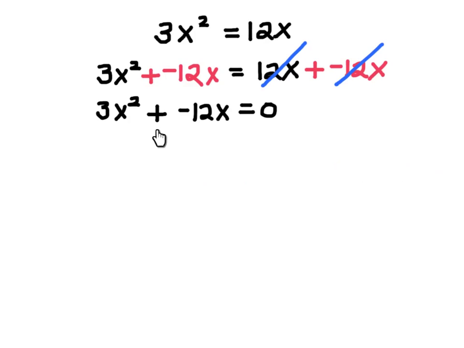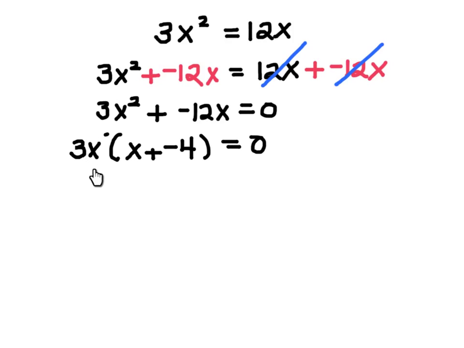Now looking at this, we see that the right-hand side is equal to 0. Let's factor the left-hand side by pulling out the greatest common factor of 3x. And we end up with 3x times x plus a negative 4. This is now also equal to 0. And if we look at this, 3x times x is 3x squared, and 3x times a negative 4 is a negative 12x. This is where we're going to use a zero product property.